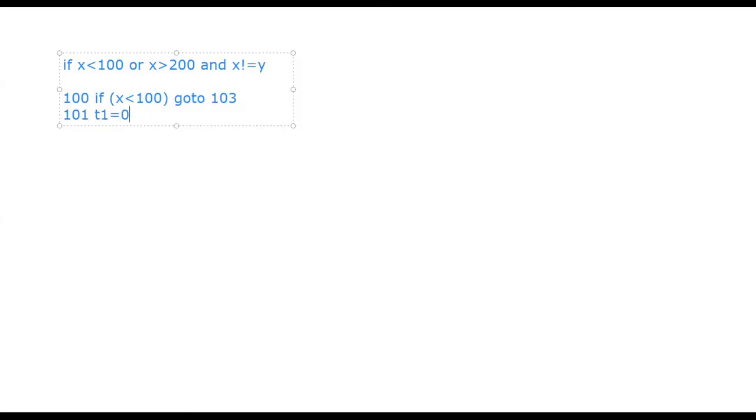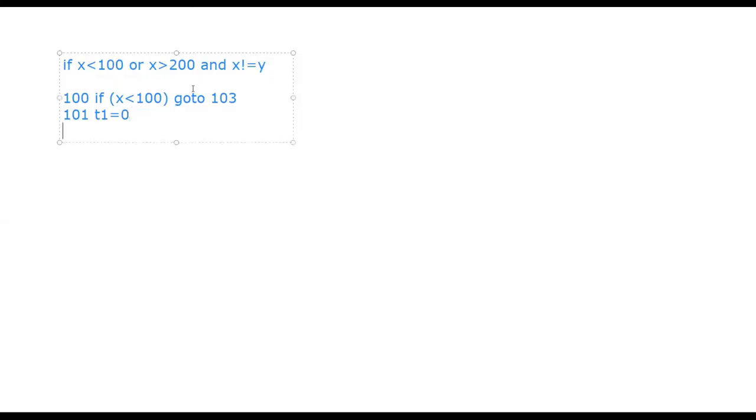then I have taken a flag T1. Actually, what am I doing? The first condition, x is less than 100, I am representing by T1. x is greater than 200, I am representing by T2. And x is not equals to y, I am representing with T3. Now, if x is less than 100 is true, then the value of T1 will be 1. If x is less than 100 is false, then the value of T1 will be 0.